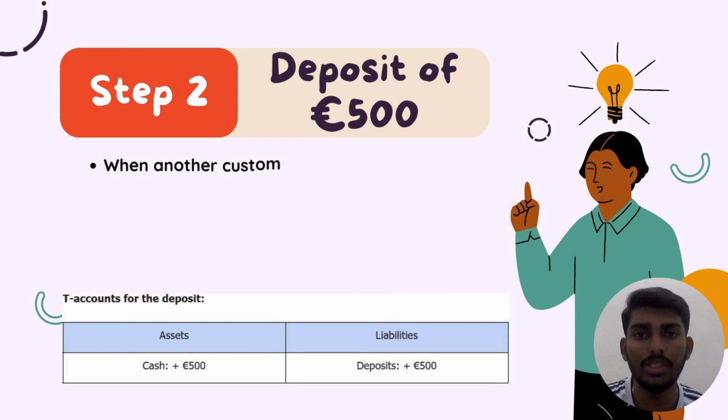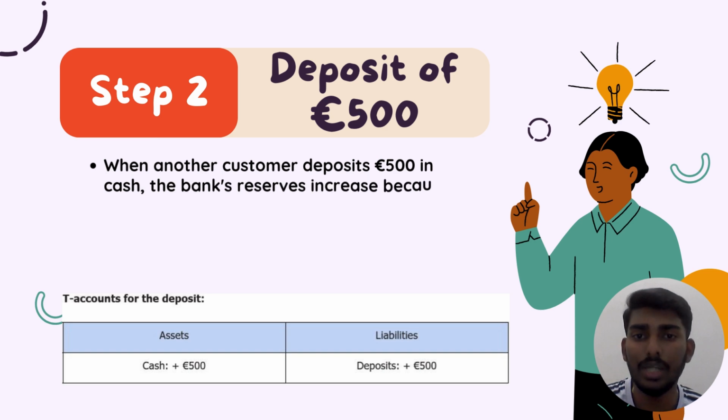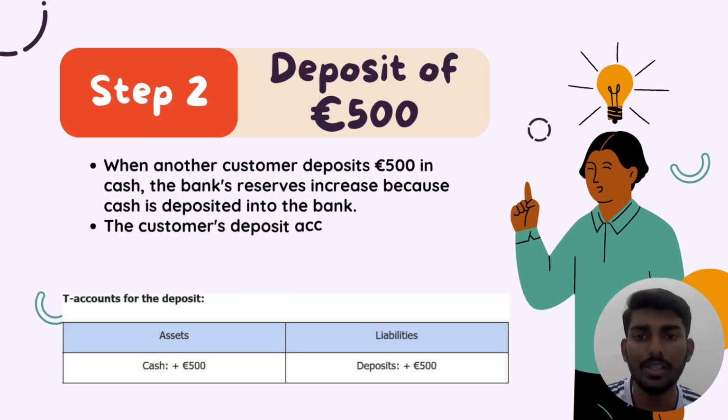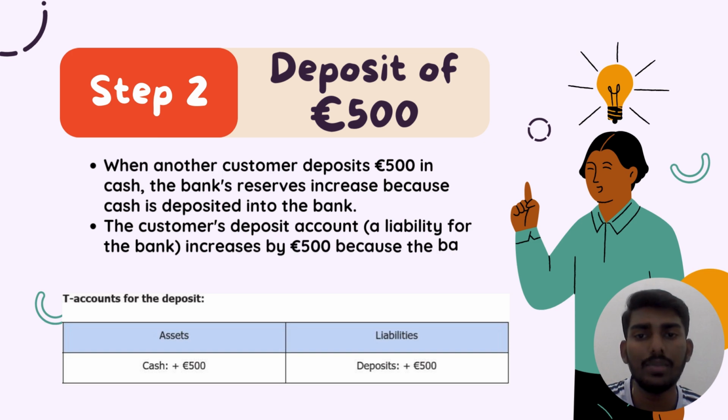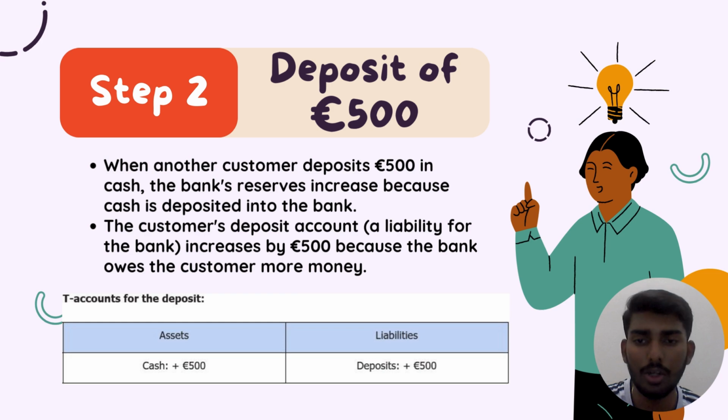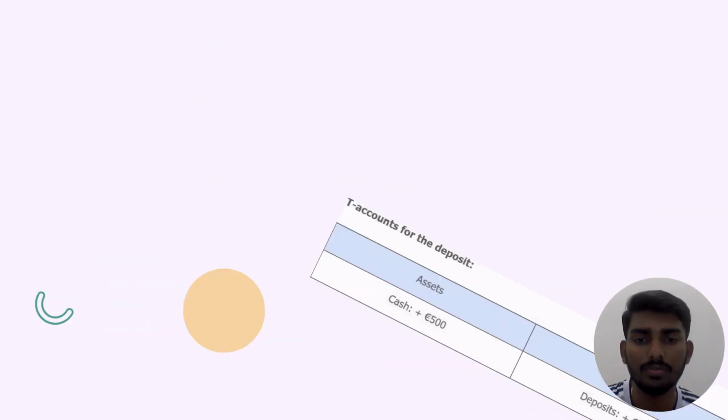Step 2. Deposit of 500 euro. When another customer deposits 500 euro in cash, the bank reserve increases because cash is deposited into the bank. The customer deposit account, a liability for the bank, increases by 500 euro because the bank owes the customers more money. The T account for the deposit: assets, cash plus 500 euro, liability, deposit plus 500 euros.